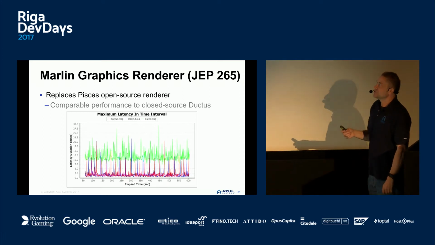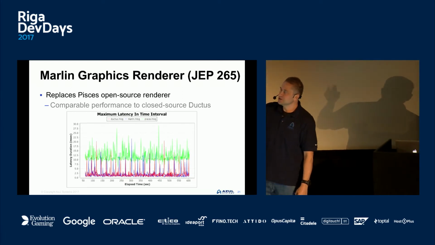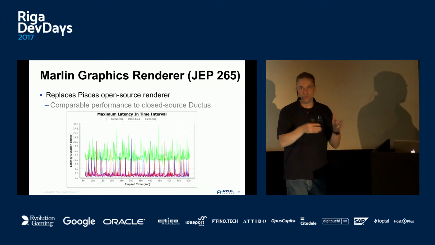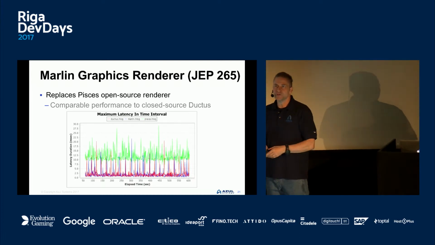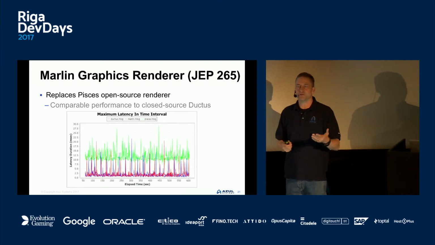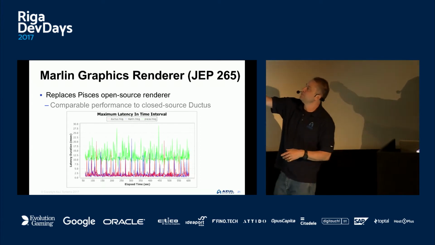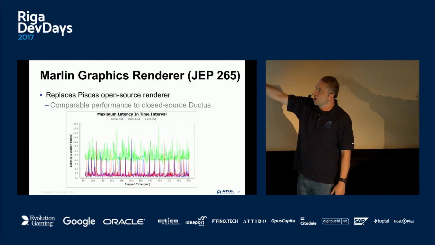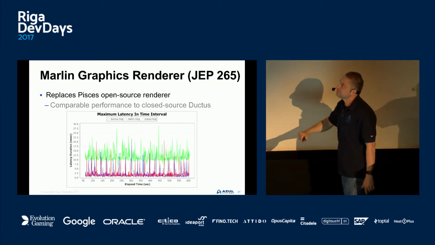The Marlin graphics renderer has been changed. Now, what happened here was that if you look at OpenJDK, which is the source code base for the JDK, there is an open source version of the graphics renderer that's used for desktop applications. That's the green line, which you see sort of at the top there. And higher up means worse in terms of this particular performance graph.